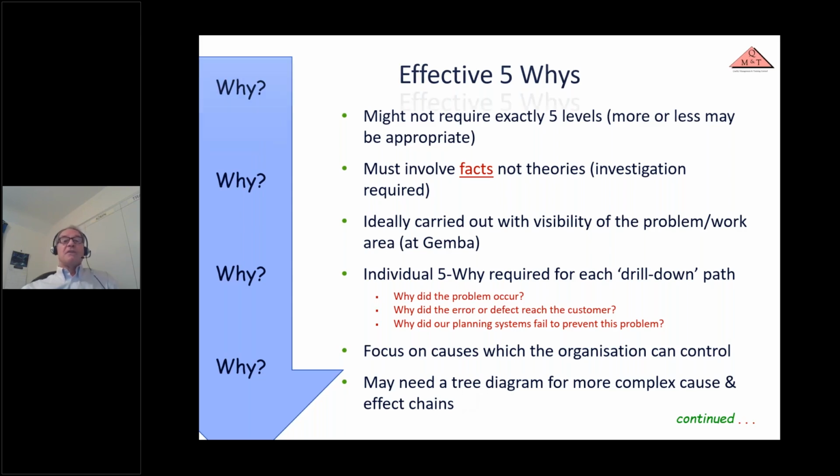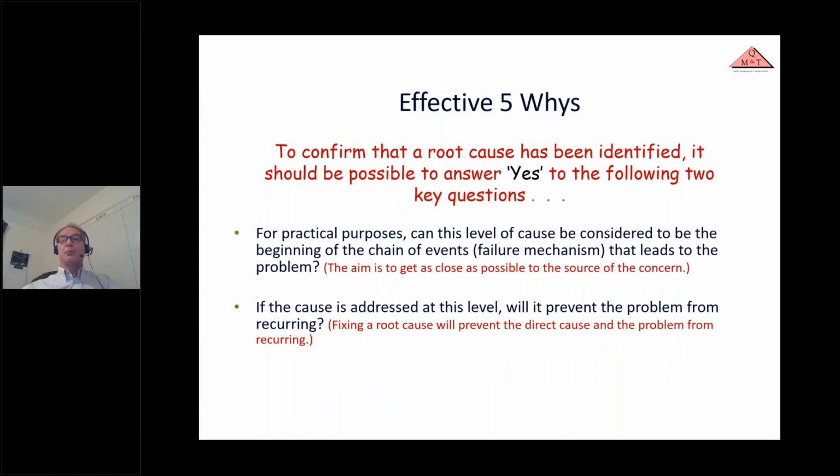Continuing with the effective 5 whys guidelines, how does the team confirm that a root cause has been identified? It should be possible to answer yes to the following 2 key questions. For practical purposes, can this level of cause be considered to be the beginning of the chain of events, the failure mechanism that leads to the problem?